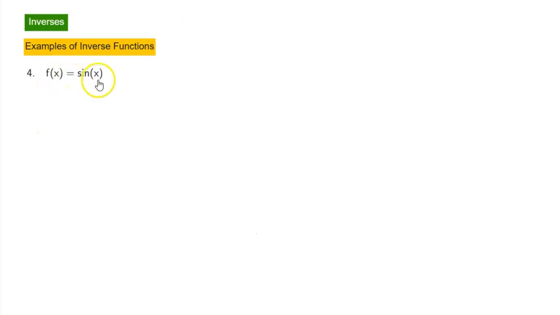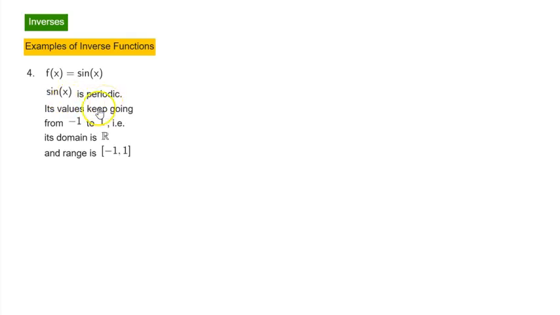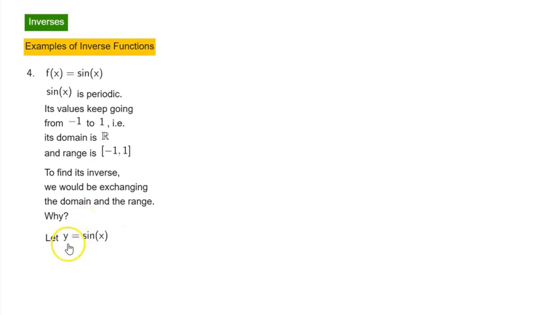Now let's look at the fourth one. We have f of x equal to sine of x. Now sine of x is periodic. Its values keep going from minus 1 to 1. That is, its domain is all real numbers and range is minus 1 to 1. To find its inverse, we would be exchanging the domain and the range. Why? Let y is equal to sine of x. Exchanging x and y, we get x is equal to sine of y. And that's why we are going to exchange the domain and range.